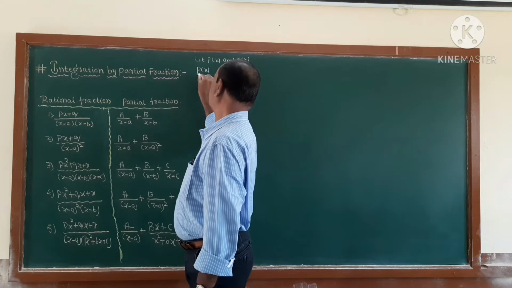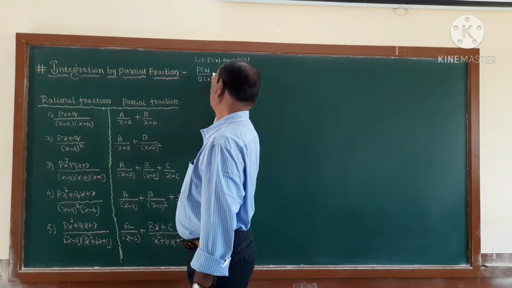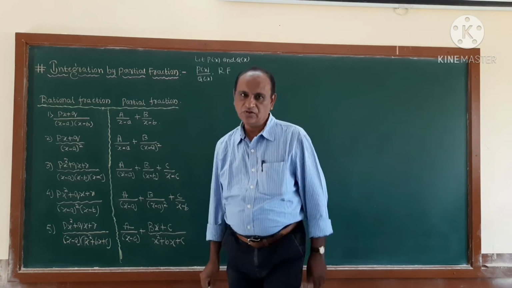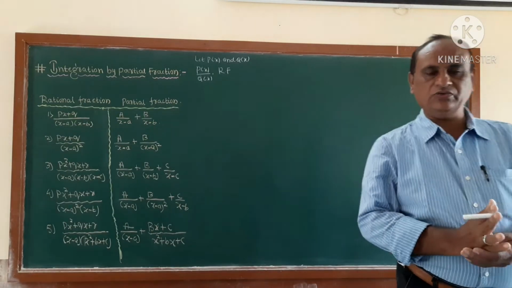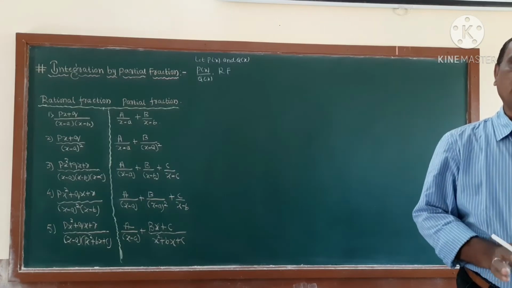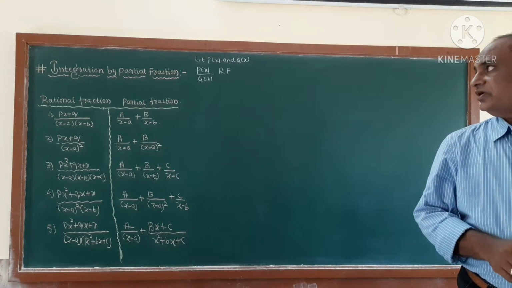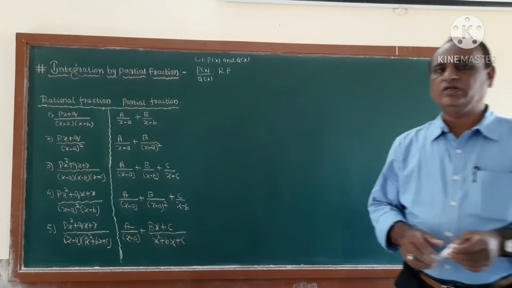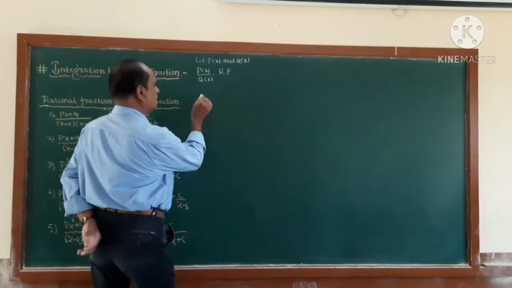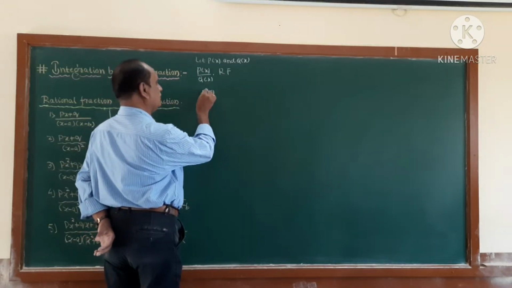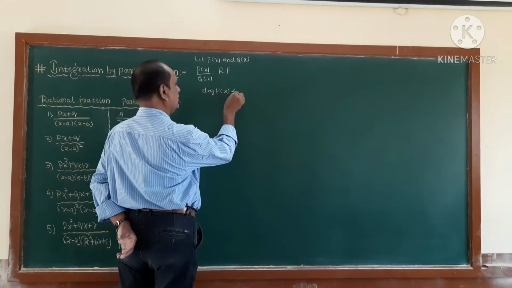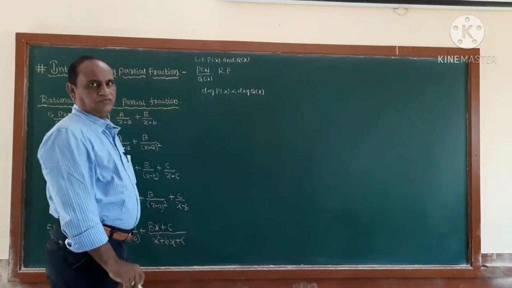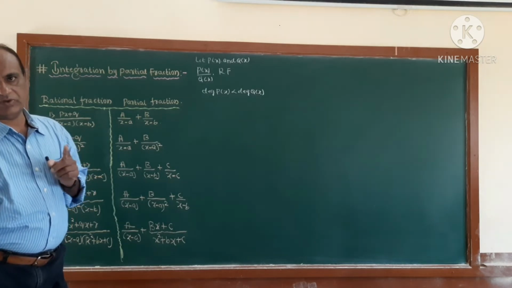Then the ratio of p(x) divided by q(x) is nothing but a rational fraction. In the rational fraction, if the degree of p(x) is less than the degree of q(x), such a rational fraction is nothing but a proper fraction.